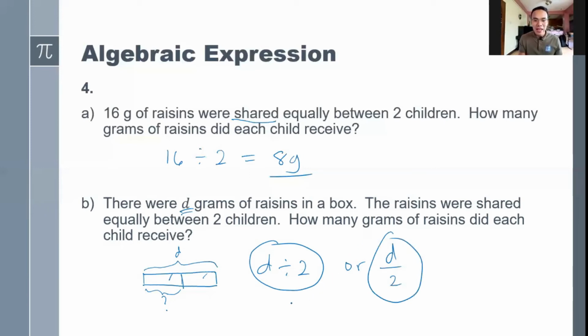Sir, can we have 2 divided by D? No, because subtraction and division, the order of the terms is important. You cannot interchange them.